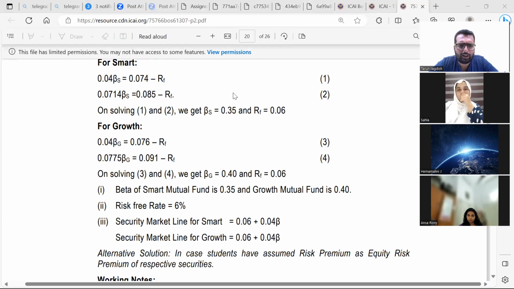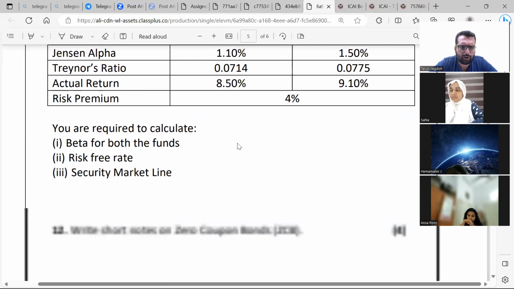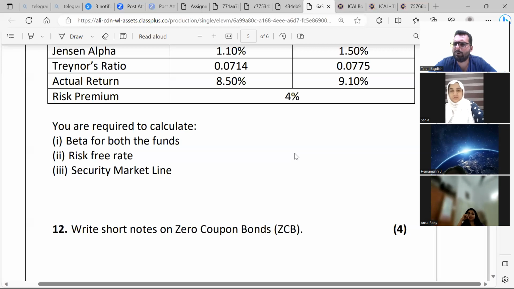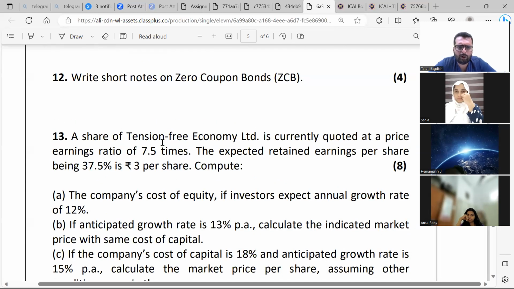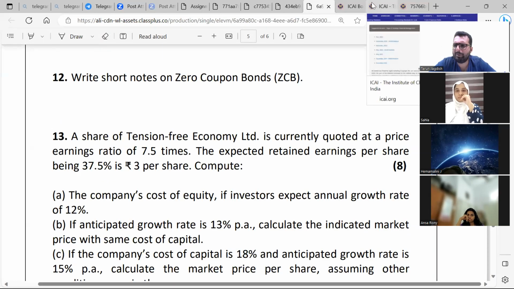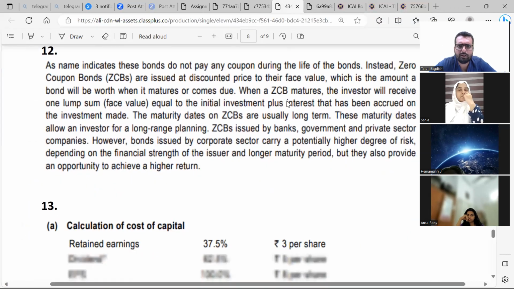All right. Here, what I'm suggesting is that this entire question is a tricky one. So what you do is divide the marks into the 3 requirements and give them. For example, for the first one, beta, you can give 8 divided by 3, so around 2.5 something, 2.6 or 2.7. RF also, security market line also, do it like that only. Then zero coupon bond. That's again a theory problem. It's a 4 mark question, so preferably give 5 to 6 points for zero coupon bond. They have given it in sentences, you give it point-wise.